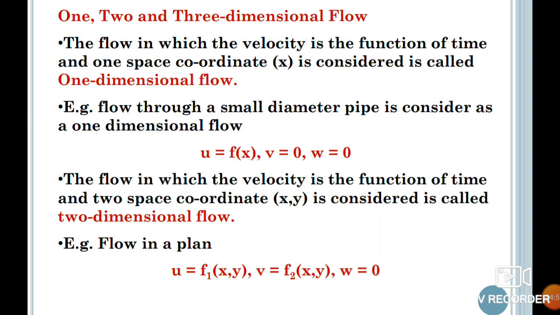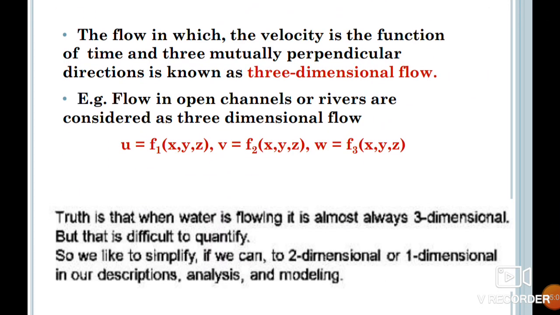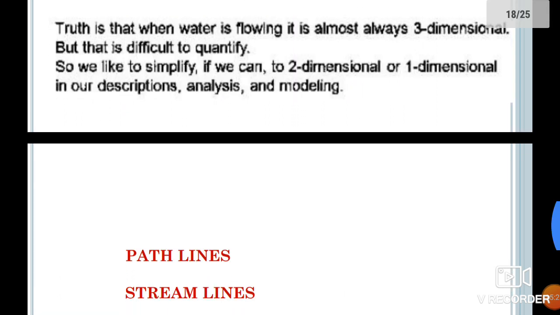In case of two-dimensional flow, the flow will have velocity in x and y direction. It will not have any velocity in z direction. In case of three-dimensional flow, the flow will have velocities in all the three directions. Normally, fluid flow will be three-dimensional, but we are taking it as one-dimensional or two-dimensional to get the equations and all the derivations in a simple way. Okay, normal flows are three-dimensional only.